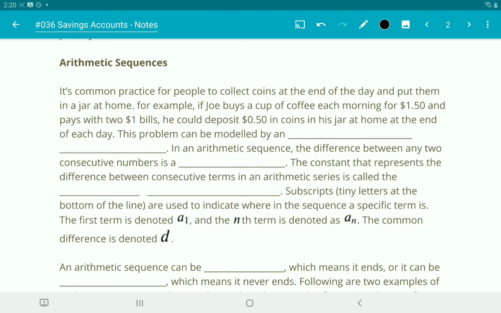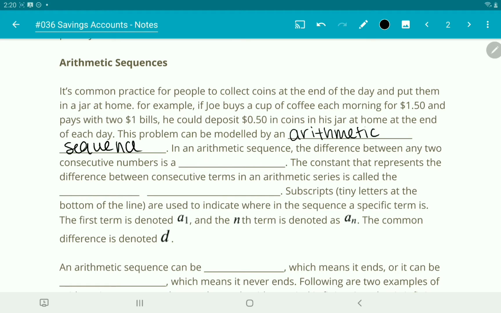Arithmetic sequences, okay? So it's a common practice for people to collect coins at the end of the day and put them in a jar at home. You know, most of us use the big Coke bottles or something. For example, if Joe buys a cup of coffee each morning for $1.50 and he pays with 2 $1 bills, he could put 50 cents in coins in his jar at home at the end of every day. So actually determining how much money he would have so many days later can be modeled by using an arithmetic sequence.